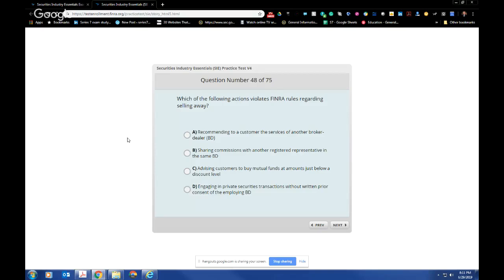Sharing commissions with another registered rep in the same broker-dealer, totally fine as long as everyone knows. Advising customers to buy mutual funds below a breakpoint or a discount level, that's called breakpoint selling. It is a violation, but it's not selling away. D, engaging in private securities transactions without written prior consent to the applying broker-dealer. Again, that's doing transactions without permission and not on their books and records. So that's a no-no, and that's selling away.